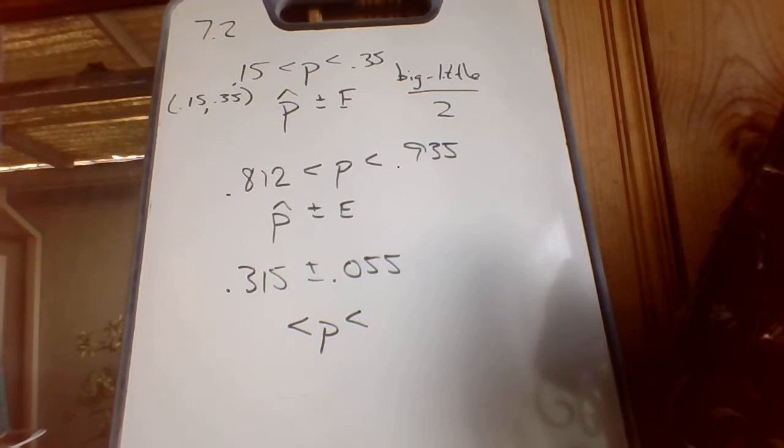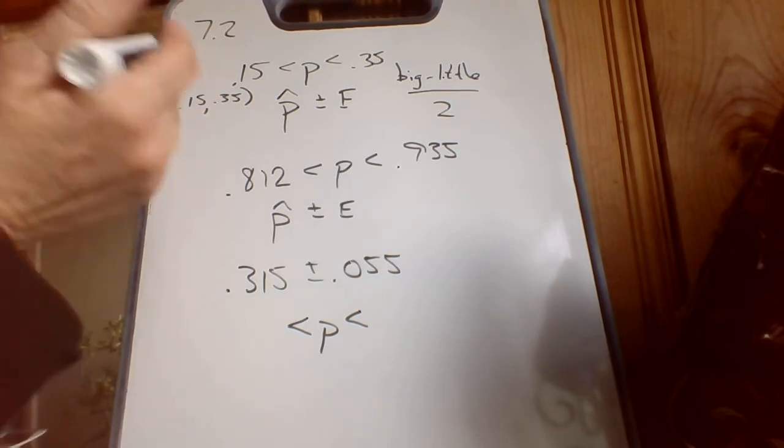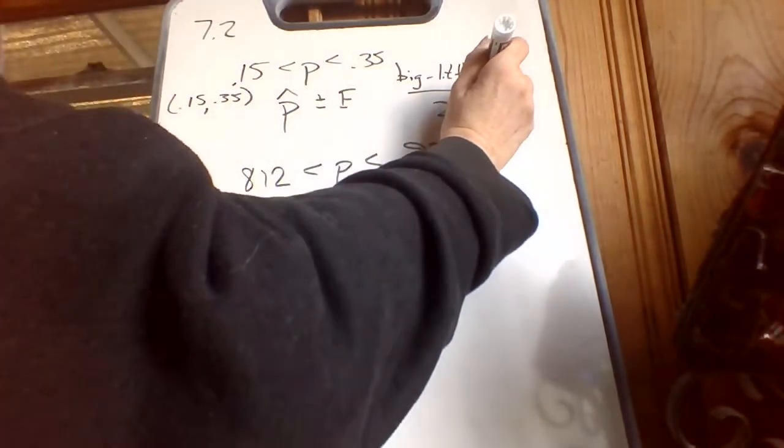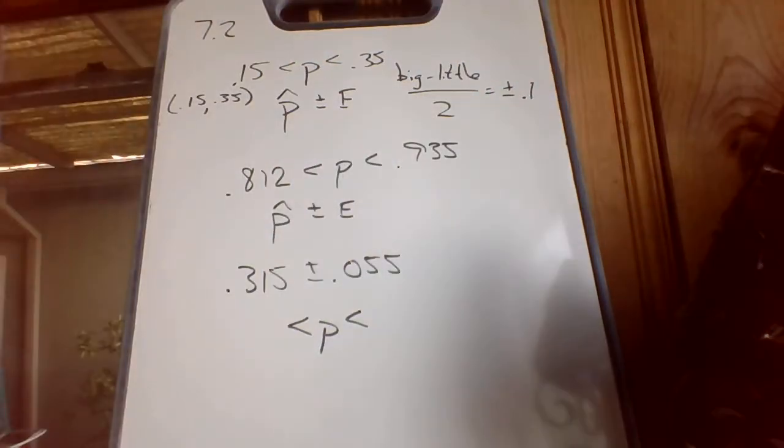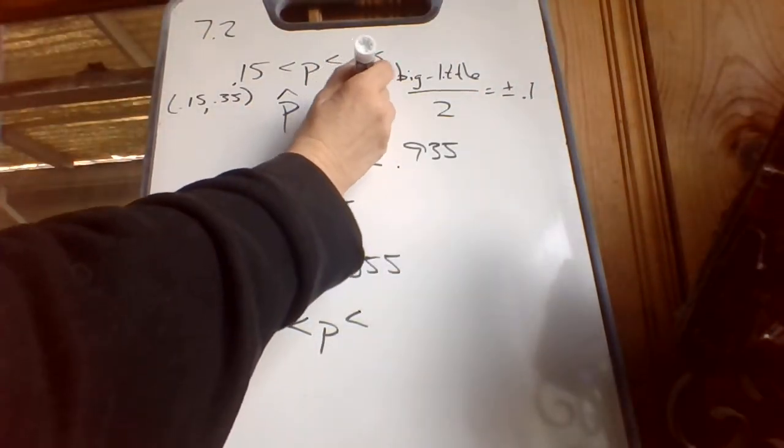So 0.35 minus 0.15 is 0.2. Gosh, my calculator's dying. But anyway, it's 0.2. And then when I divide by 2, it's 0.1. That's what the E is.